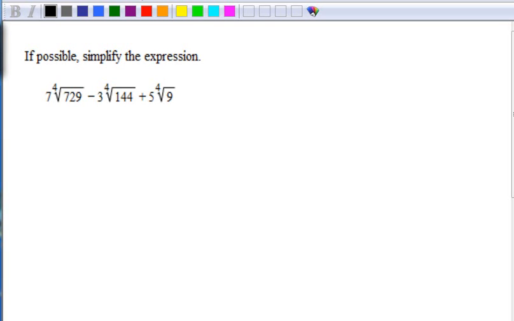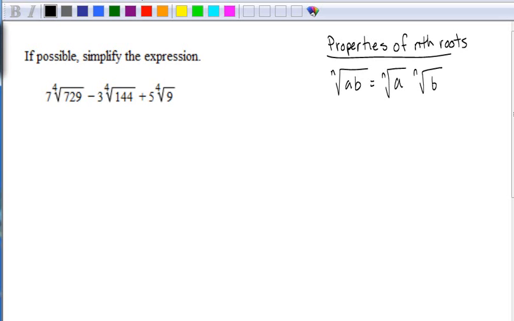In this video, we're going to show an example of simplifying fourth roots. To do this, I'm going to use the following property, where you can split up the product of two numbers into two separate nth roots. By the way, you can do it with multiplication or you can do it with division, but you cannot do it with addition and subtraction. So these are the only two properties from this section.